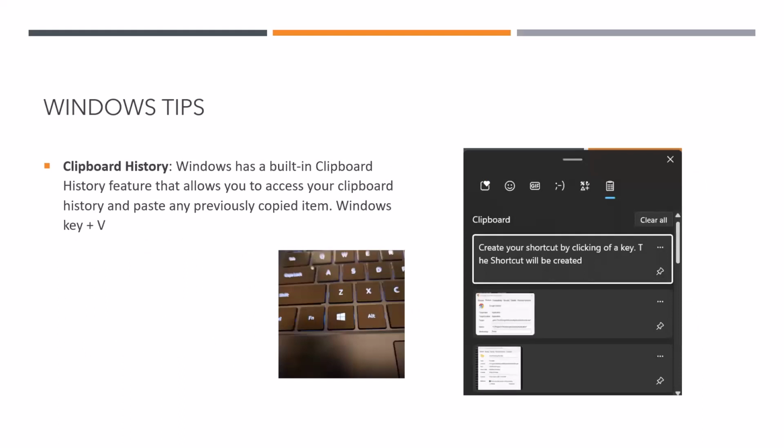Clipboard history. Windows has a built-in clipboard history feature that allows you to access your clipboard history and paste any previously copied item. Windows key plus V will do the trick.